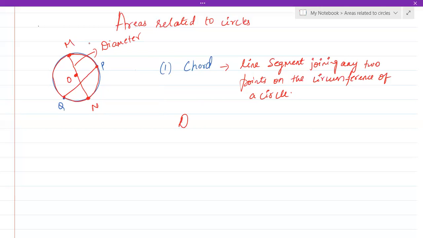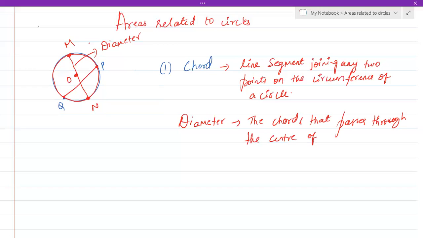So what is a diameter? Diameter is the chord that passes through the center of the circle. The chords that pass through the center of the circle are known as diameters.